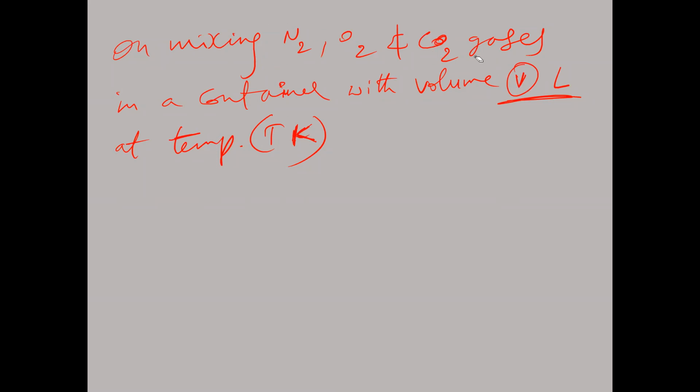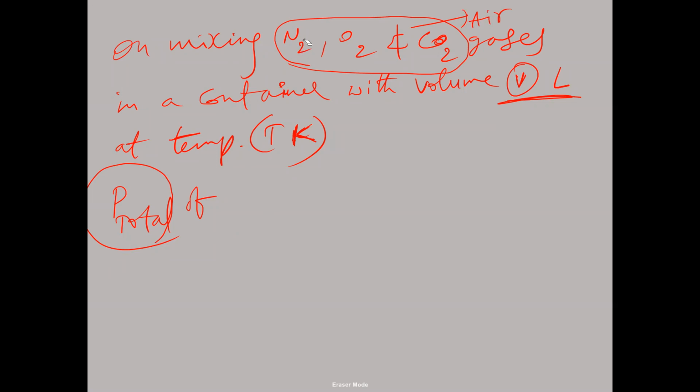So on mixing these three gases in the same container, in a container with volume V, we get the total pressure, P total, of the gaseous mixture. These three are non-reacting gases. Generally, these three are present in air. In air, nitrogen gas is there, CO2 gas is there, oxygen gas is there. Three gases are there.